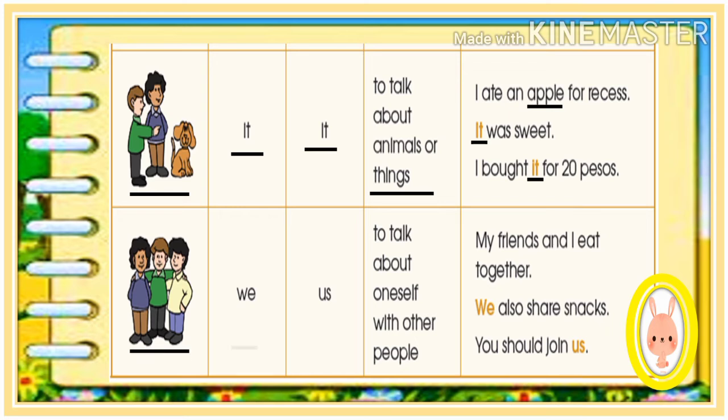Next, we is the subject pronoun and then the object pronoun is us. So what is the function of we and us? To talk about oneself with other people. Example, my friends and I eat together. So we also share snacks and you should join us. So as we can see in this sentence, we're talking about oneself and with other people. That's why we use we and us.